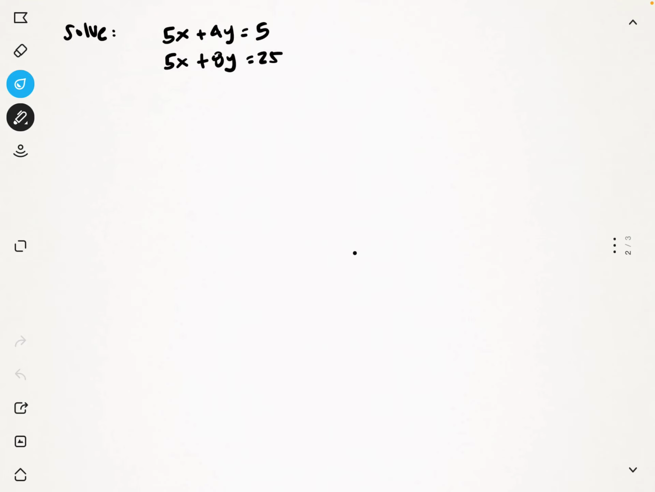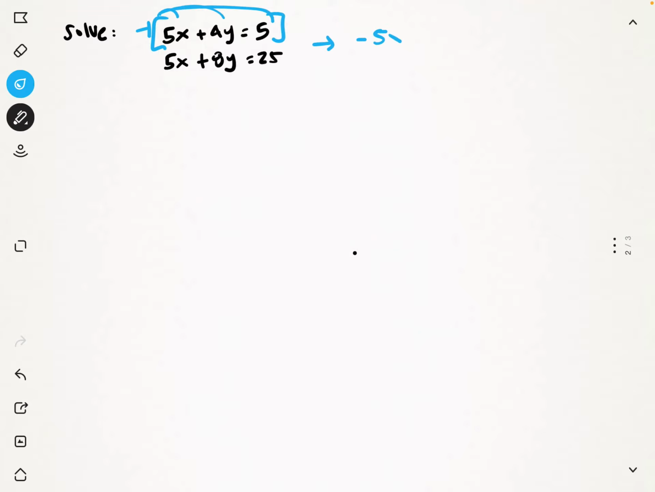Okay, on to a little more complicated one. Notice this one, we have 5x plus 4y equals 5 and 5x plus 8y equals 25. So we don't have opposites here, but we can make opposites. What we're going to do is, it doesn't matter which one we choose, we're just going to multiply by negative 1 throughout the whole thing. And what that's going to do is make a negative 5x, so that we can cancel with the other 5x. So if we rewrite this, we're going to distribute our negative 1 to each term.